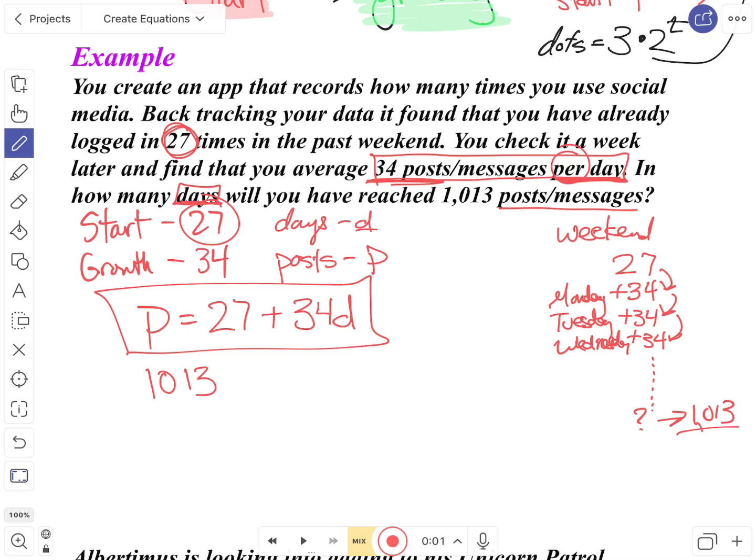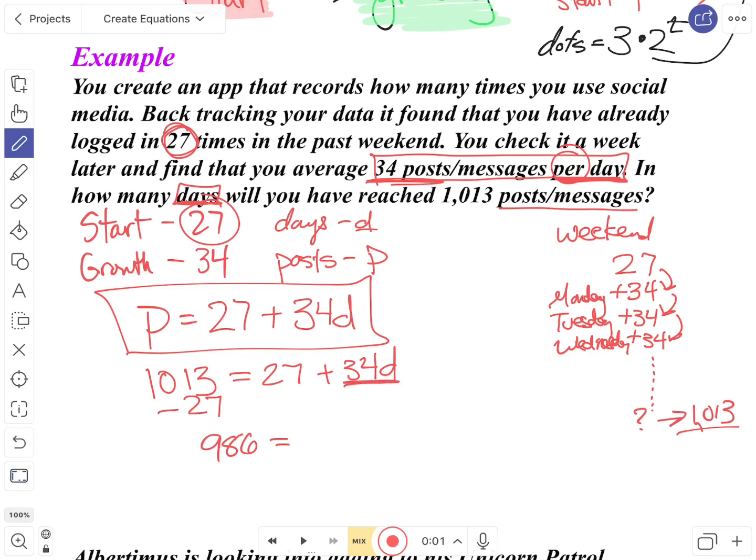And that's the number of posts, and we want to know how many days it'll take us to get to it. Well, if we think about this, first thing we've got to do is subtract 27 of them, right? Because those were the ones that are on without a day. So we go 1,013, and we can use a calculator if we need to, subtract 27. So we have 986 posts.